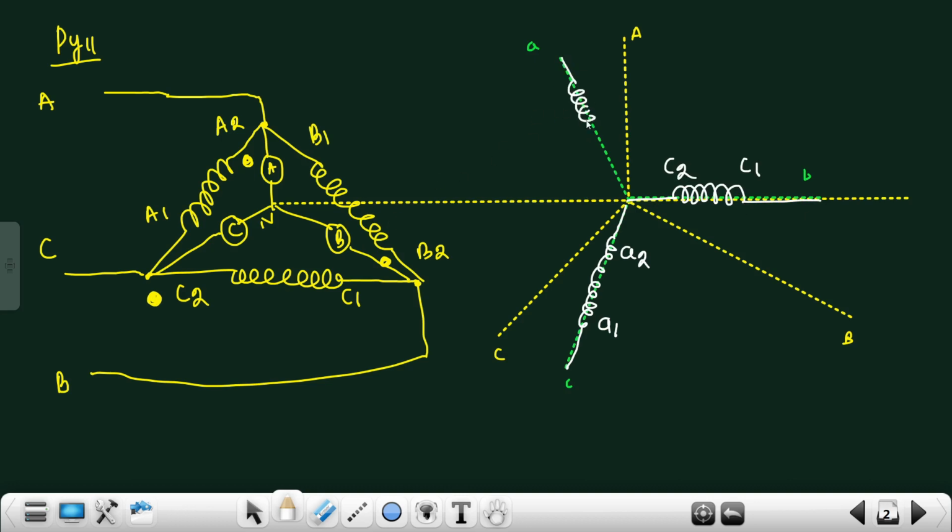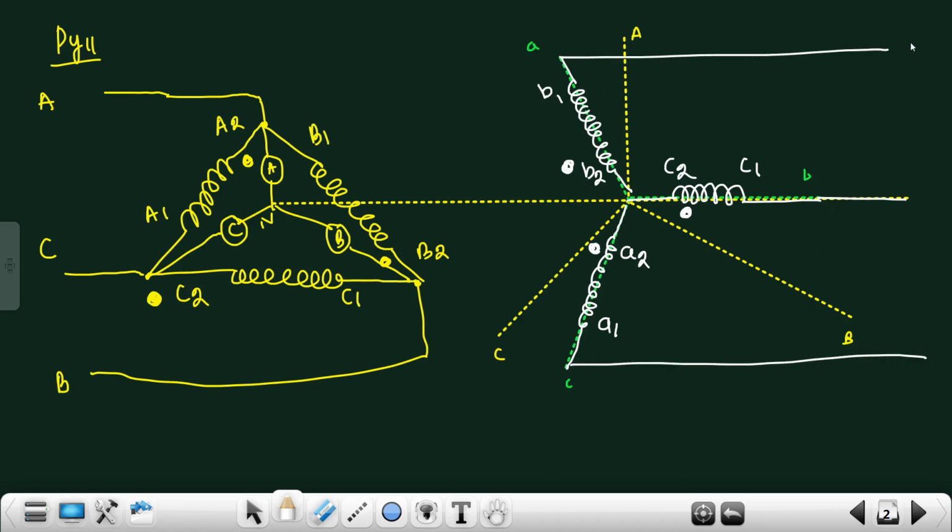Okay, so this will be B2 B1, and the dot is placed on the HV side at A2 B2 C2 terminal. Similarly, the dot is here at A2 B2 C2 terminal. Okay, now here we observe that this is B1. Here B1 is connected to output, and C1 is connected to output, and A1 is connected to output. So B1 is representing B phase, C1 is representing C phase and A1 is representing A phase.